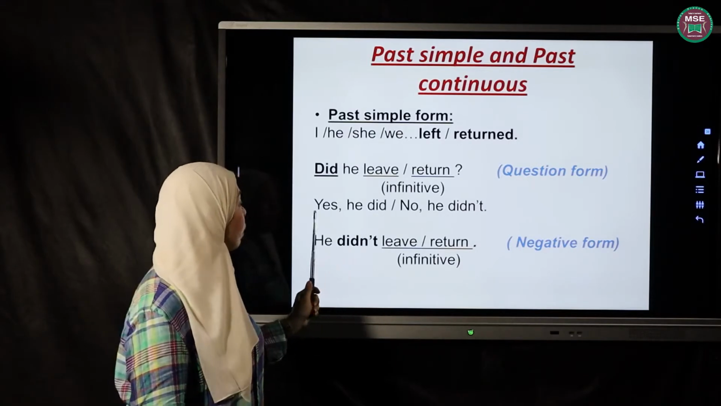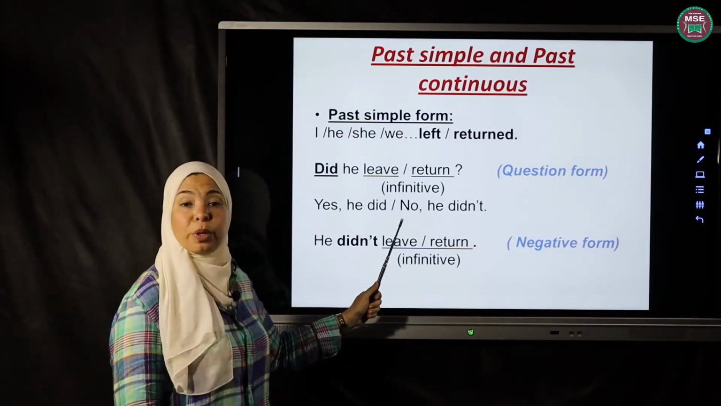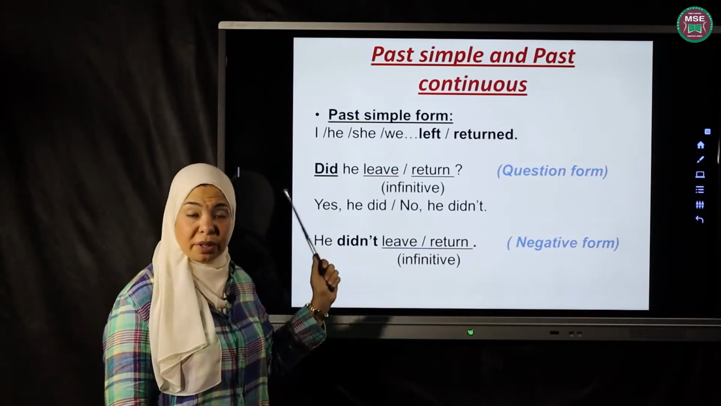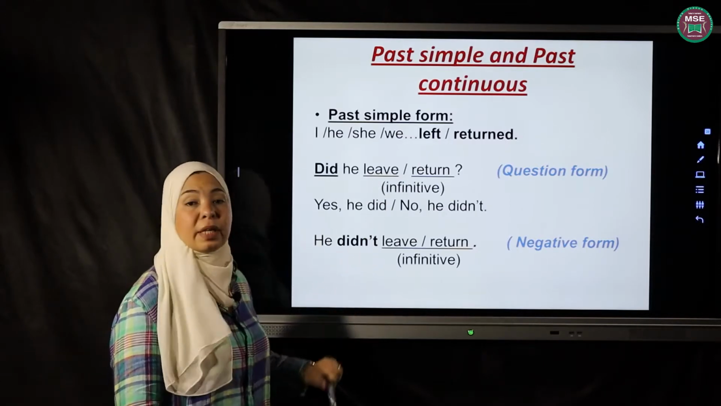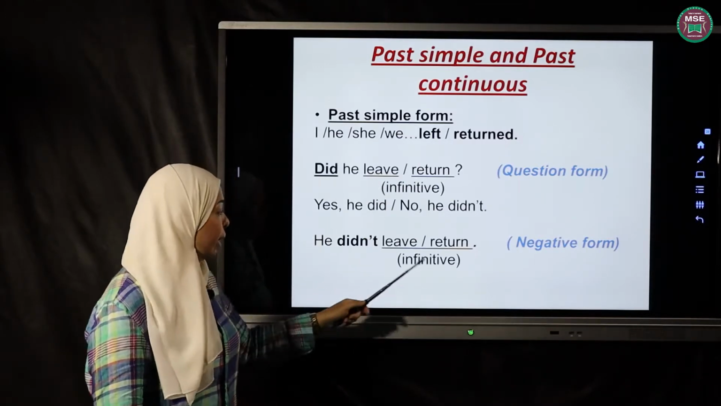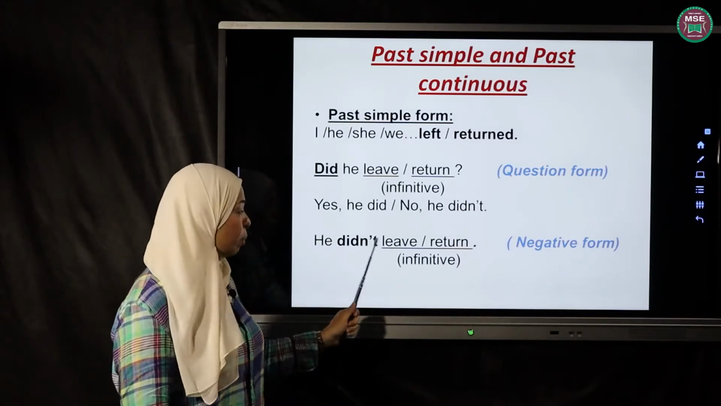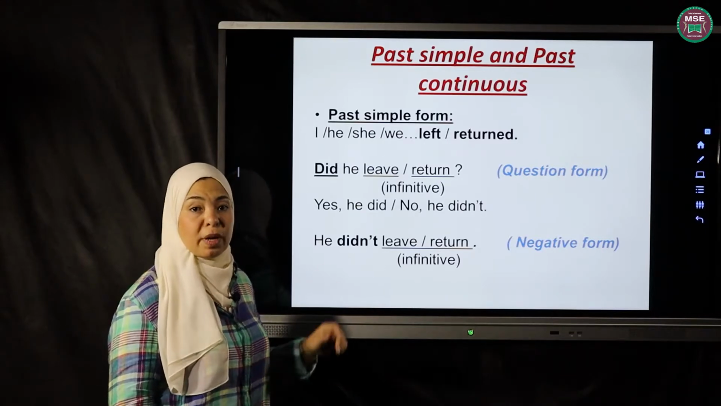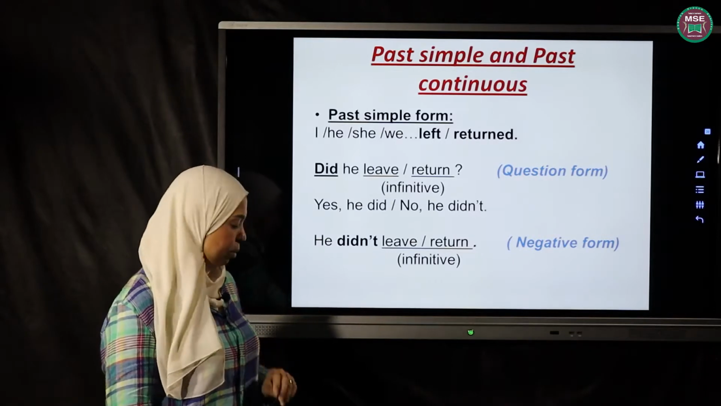Base 1. The answer is by using yes or no. Yes, he did, or no, he didn't, by putting not if it's a question starting with did. So the question starts with did and the verb should be in the infinitive form. The negative form, he didn't leave, it's the same, put didn't plus leave or return, which is also the infinitive form of the verb. This is the negative form of the past simple tense statement.